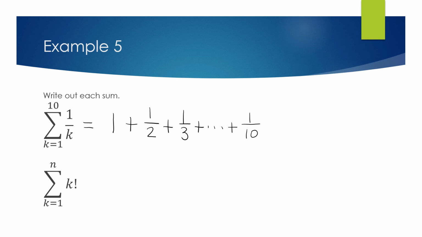For the next one, we have the summation as k goes from 1 to n, k factorial. So that is going to equal, we'll start with 1 factorial plus 2 factorial plus 3 factorial, and then on and on and on, plus n factorial.